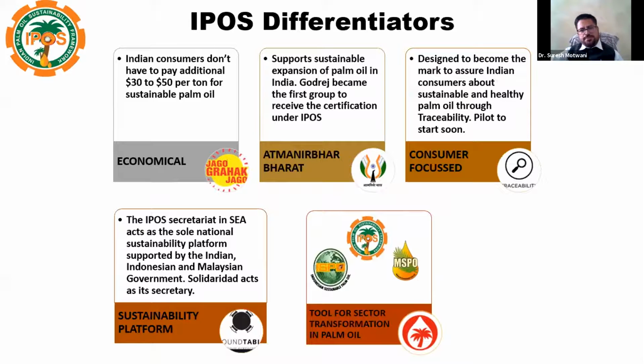stakeholders. Even IPOS and MSPO and ISPO already recognize each other's standards. We have an agreement in place between India and Malaysia, and India and Indonesia, to support each other's national sustainability standards. So I see somehow things are moving on. When we discuss the issues in the earlier slide, we are going towards the solution. We are moving on with progress.